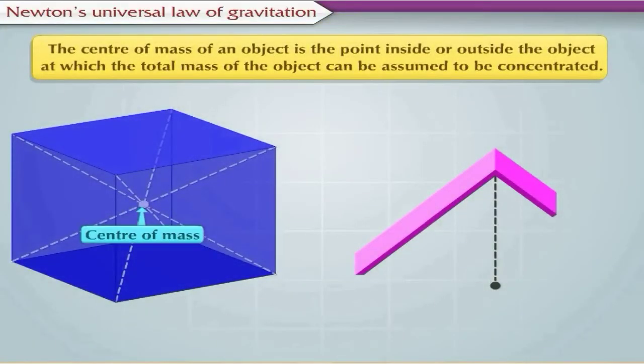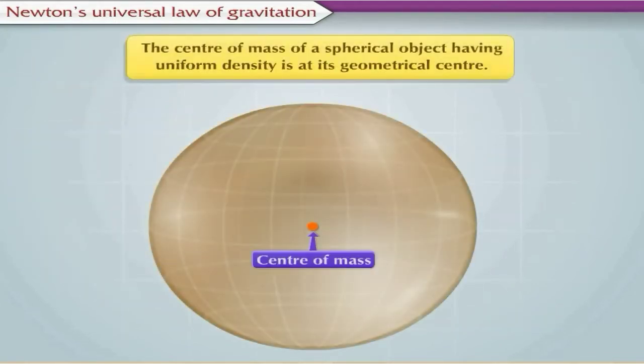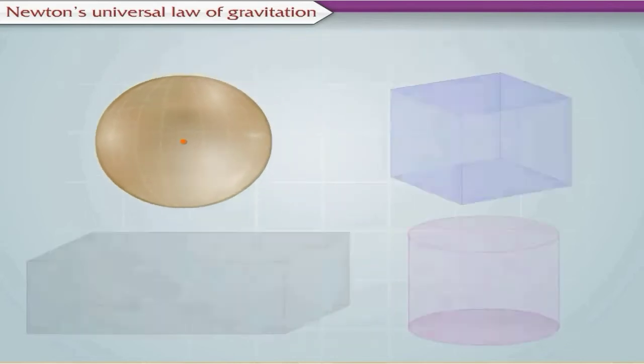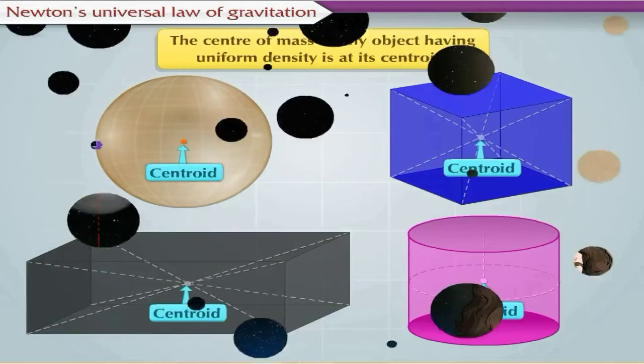The center of mass of an object is the point inside or outside the object at which the total mass of the object can be assumed to be concentrated. The center of mass of a spherical object having uniform density is at its geometrical center. The center of mass of any object having uniform density is at its centroid.